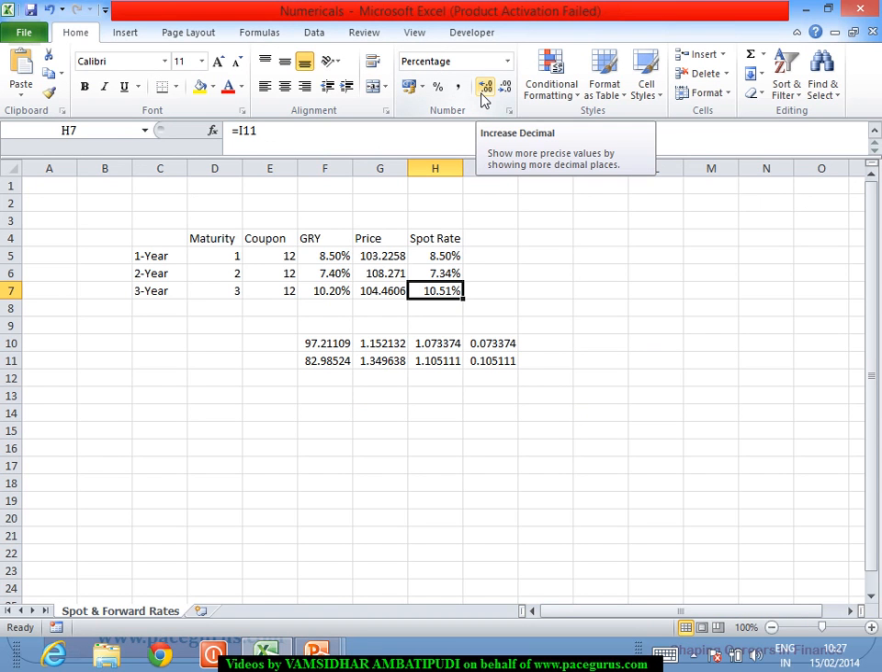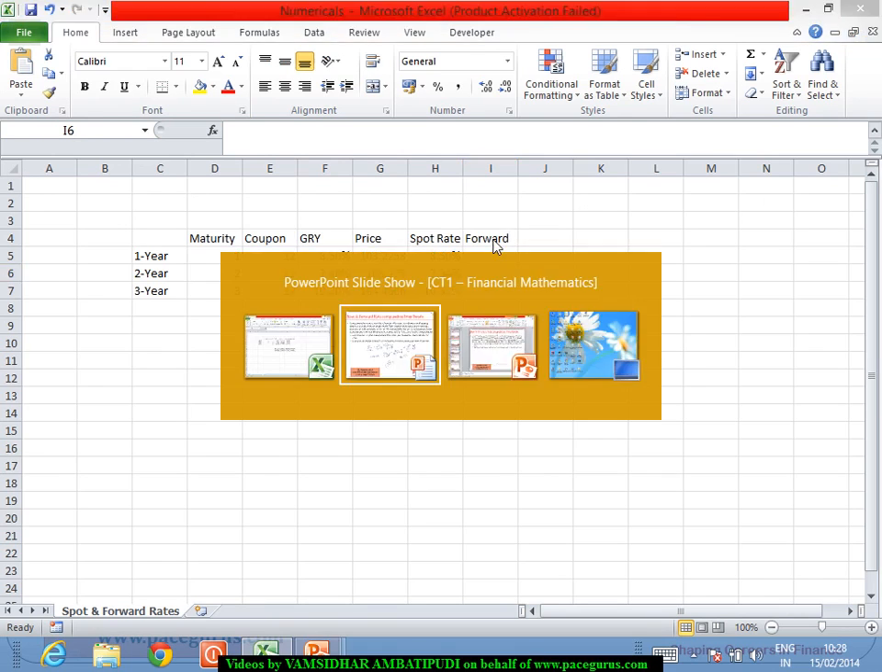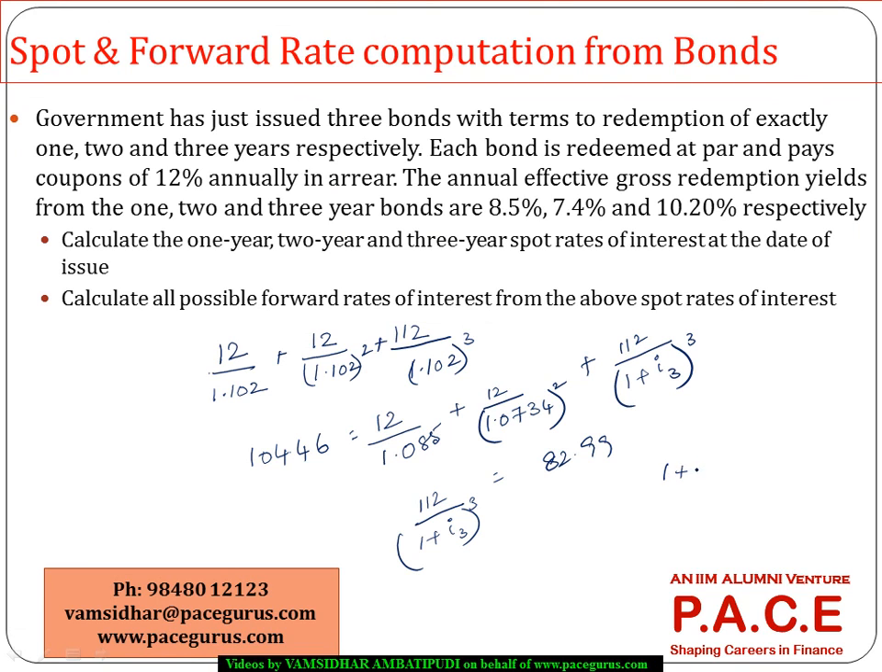Now, once I know the spot rates of each of the periods, I can even get into the computation of the forward rate. So the computation of a forward rate, at least in the first case, between 1 and 2 years, is given by: 1 plus I2 squared should be equal to 1 plus I1 into 1 plus the forward rate from 1 to 2 years.